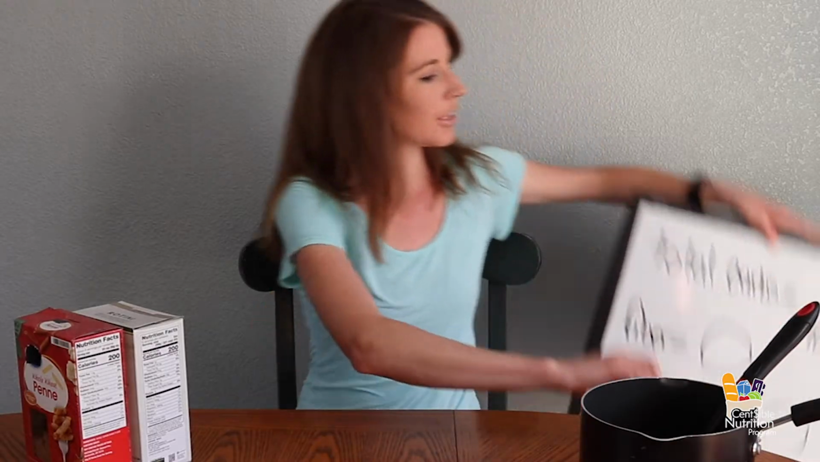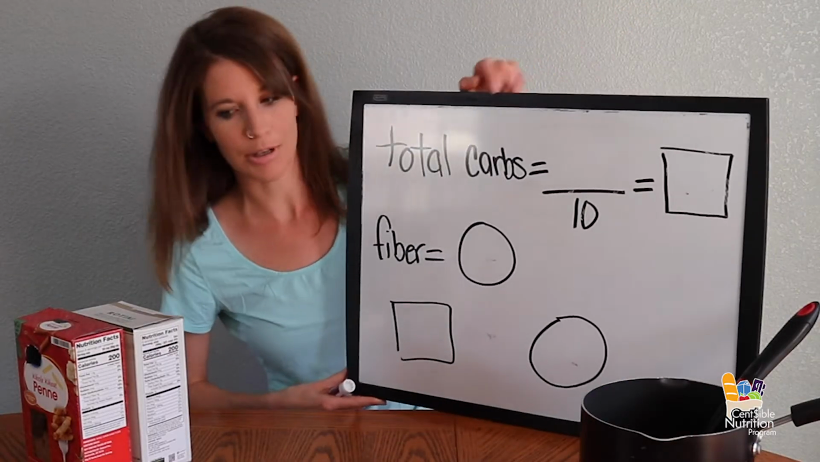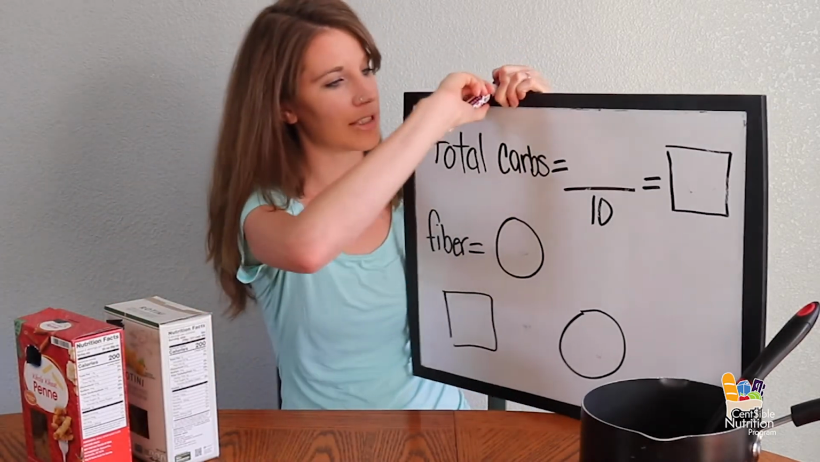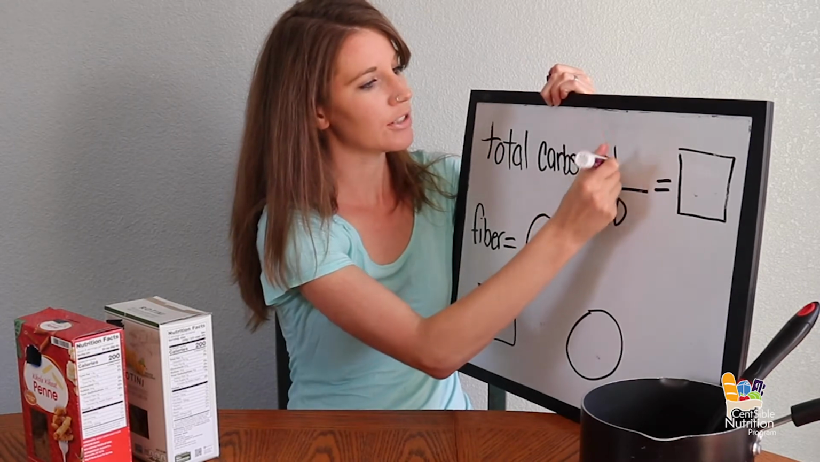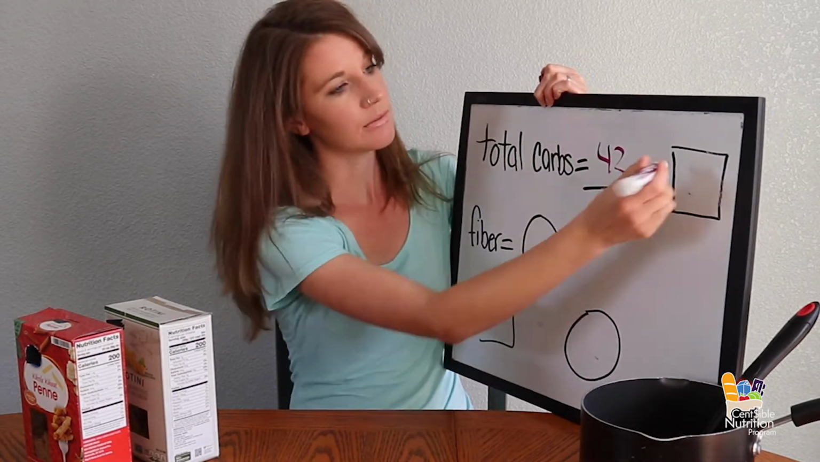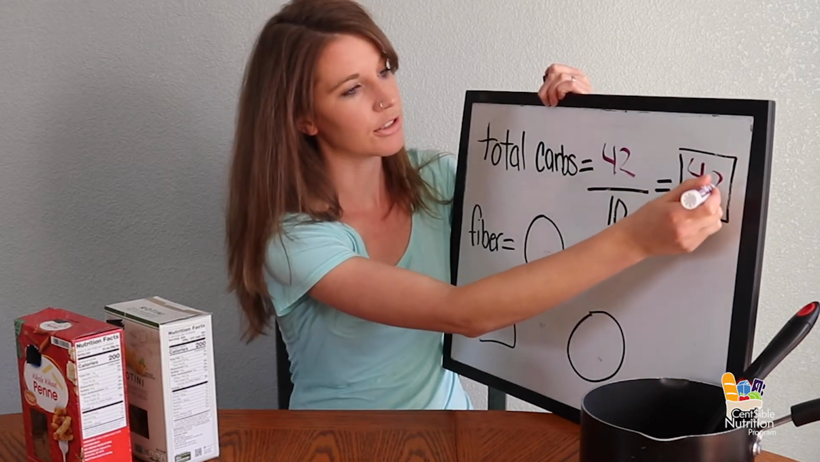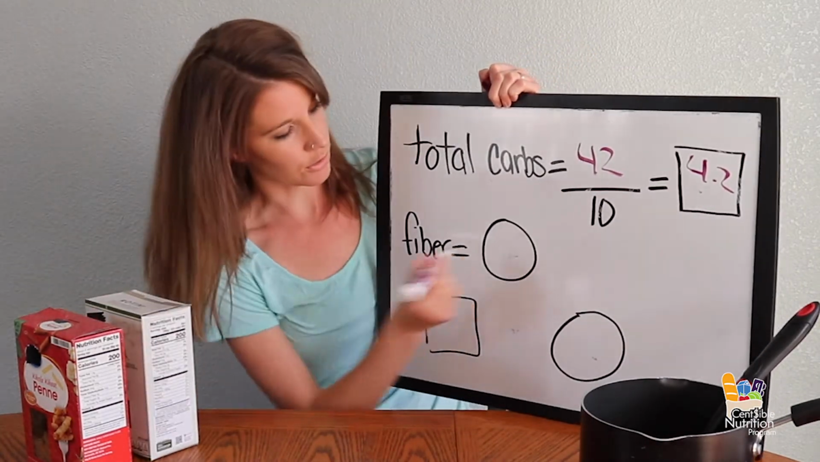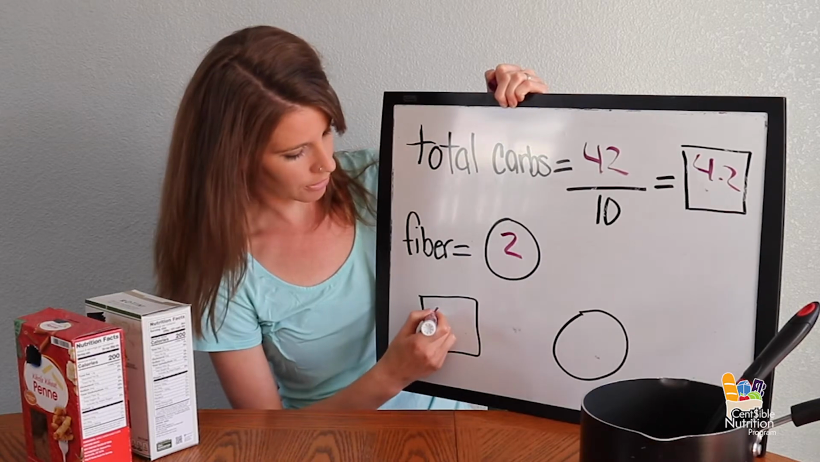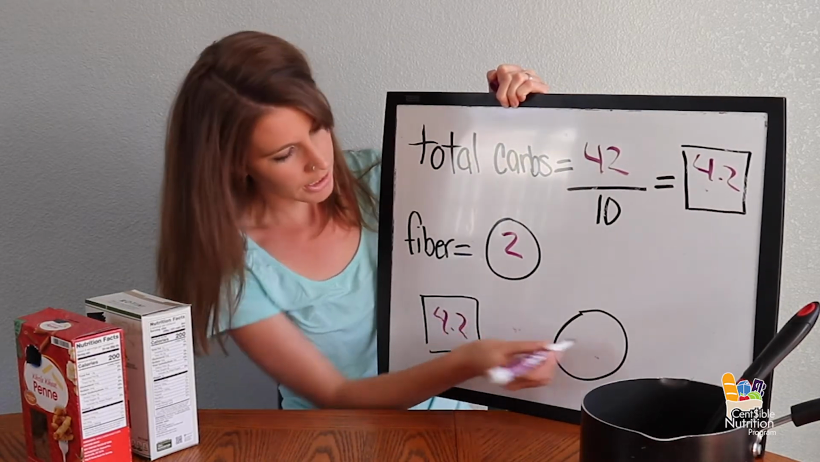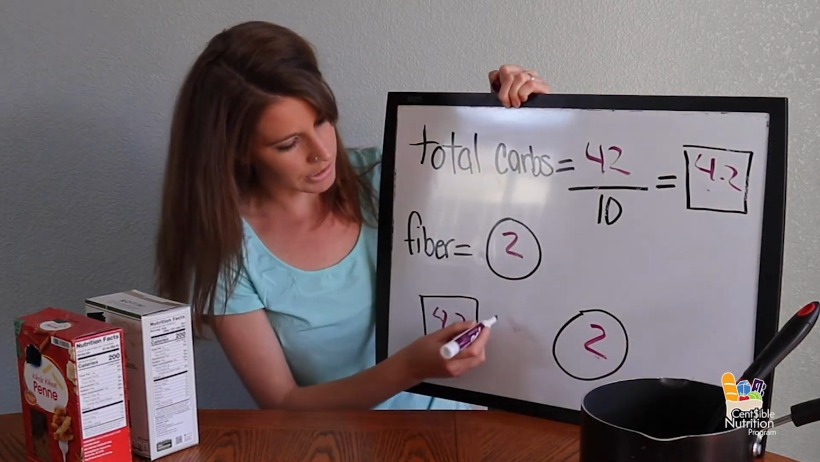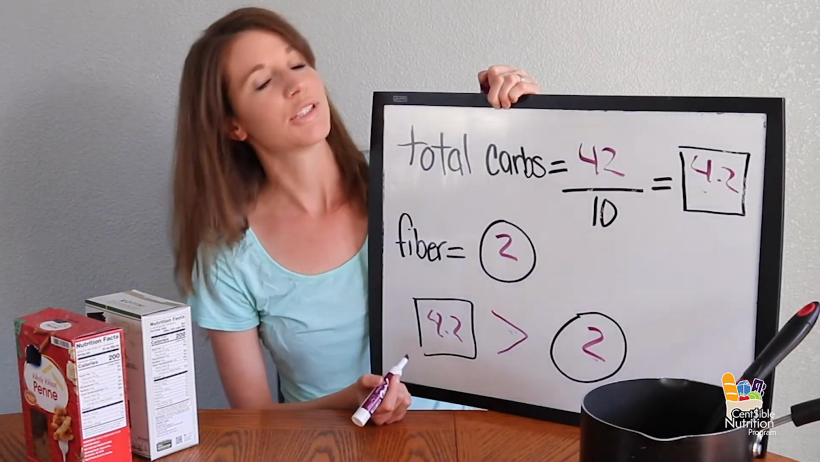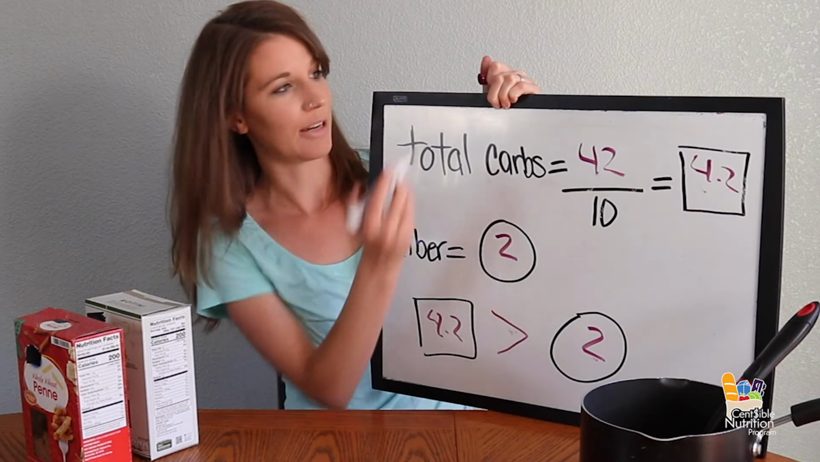To do that, we're going to look at total carbohydrates and fiber. In this box, our total carbohydrates is 42 grams. So we're going to put 42 here and divide it by 10, which is going to give us 4.2. Then we're going to look at fiber. Our fiber is 2 grams. So if we put 4.2 here and we put 2 here, we see that total carbohydrates over 10 is greater than fiber, which means it's probably not a whole grain.